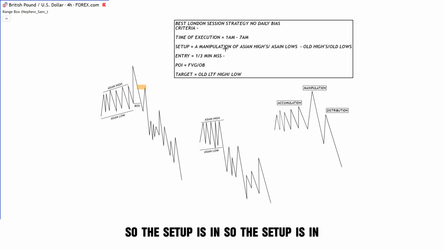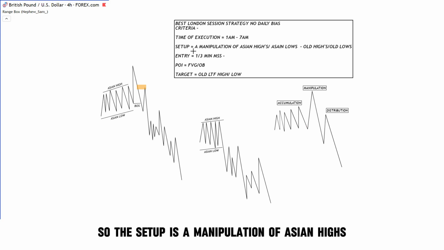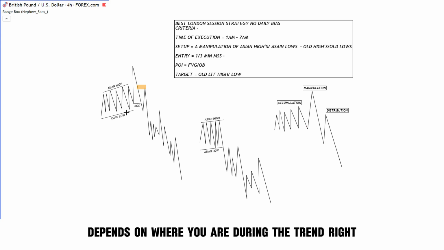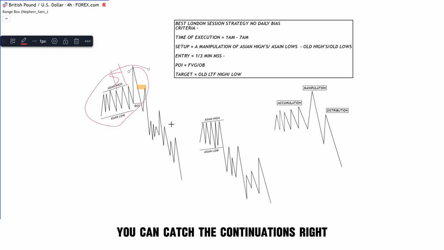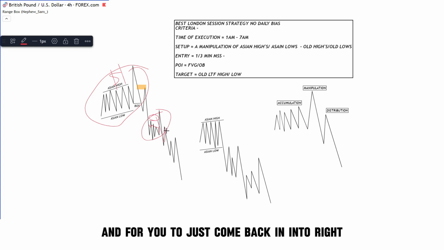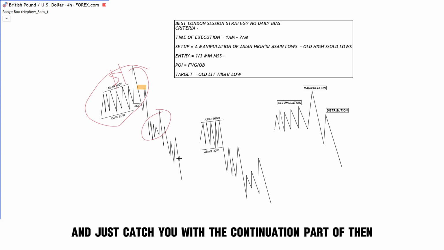So the setup is a manipulation of Asian highs or Asian lows, old highs or old lows, depending on where you are during the trend. If price already manipulated Asian highs and now it's like 3 a.m. and you already missed this big move right here, you can catch the continuations. Price is building up lower time frame internal range liquidity, and price just manipulates those old highs, and you come back and enter, and catch the continuation part of it.